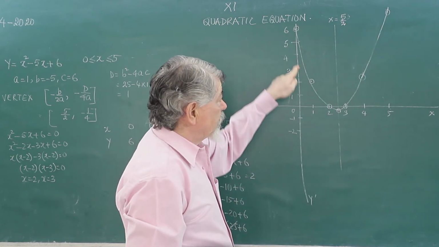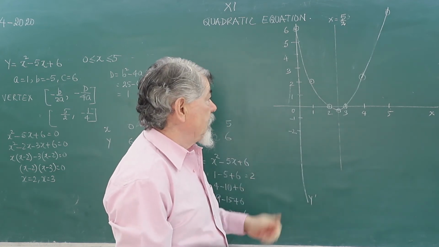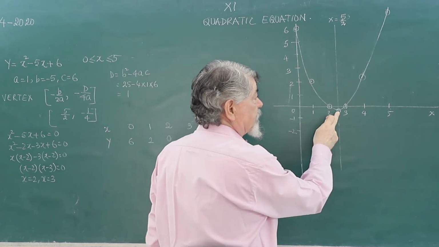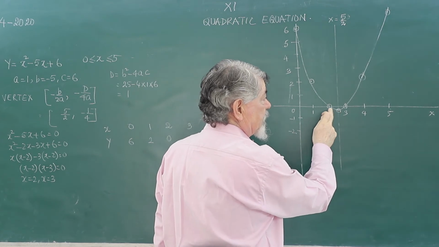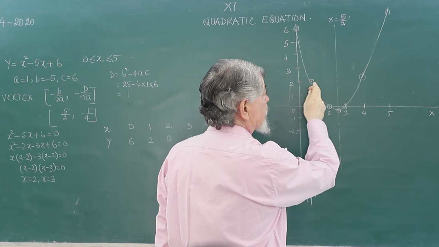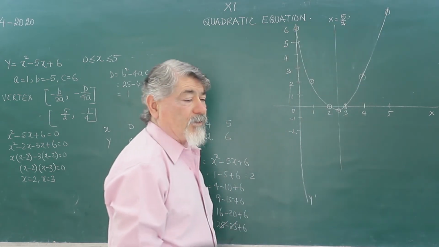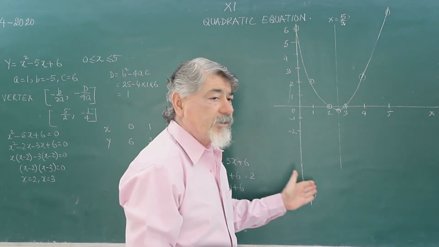If we connect all these points, we get the shape of the parabola. Now you can see this line of symmetry. If this is the line of symmetry, these points are symmetrical about this line. These two points are symmetrical about this line. So that is how we get the parabola.